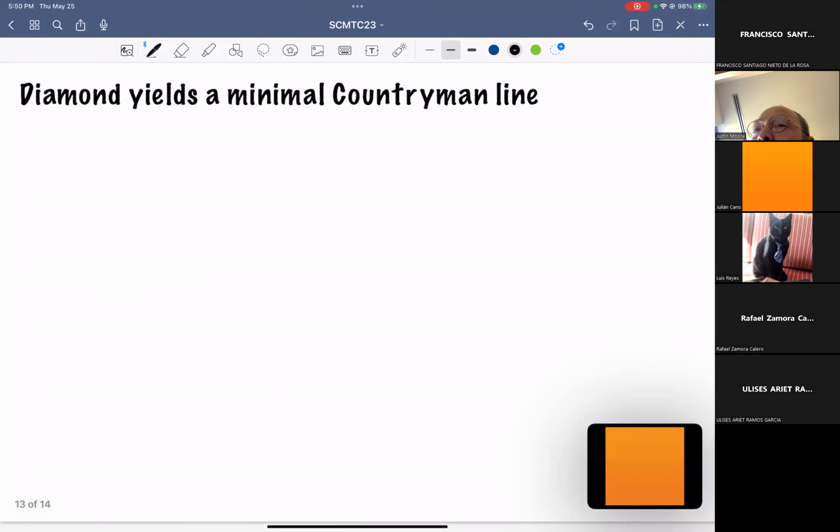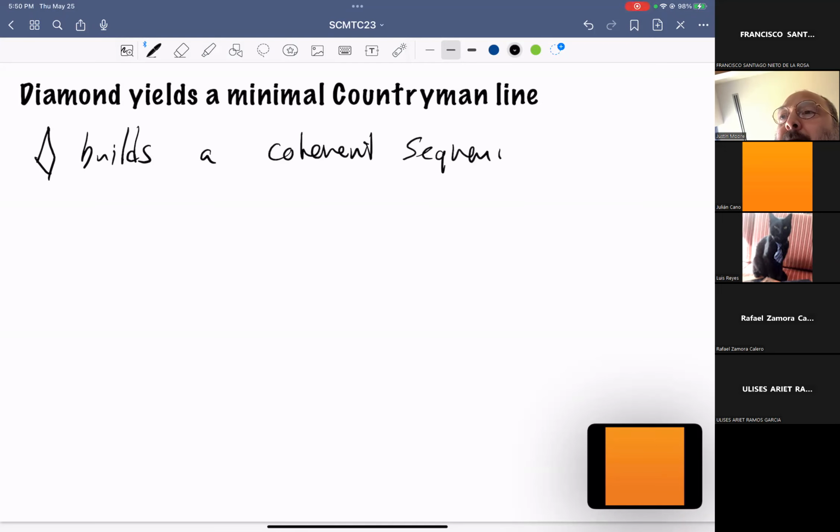So let's talk a little bit about how this goes. We have, I guess, about 10 minutes left or so, and I'll just outline the proof. So the construction: diamond builds a coherent sequence of finite to one functions such that certain properties are true.